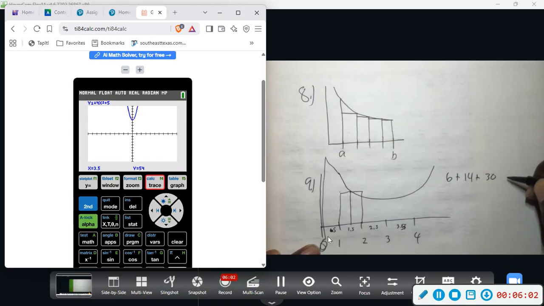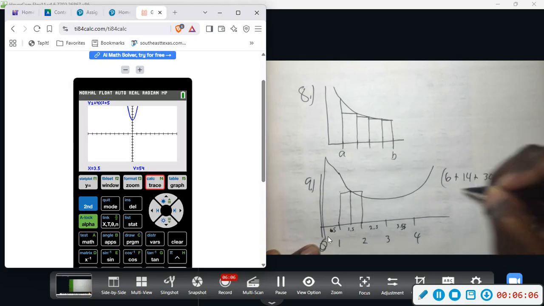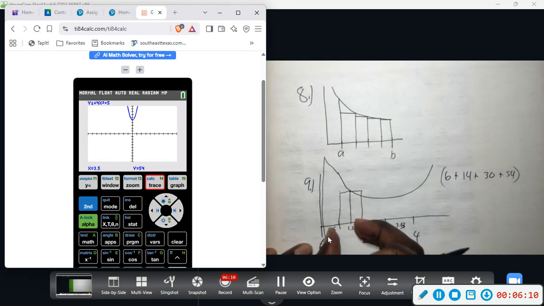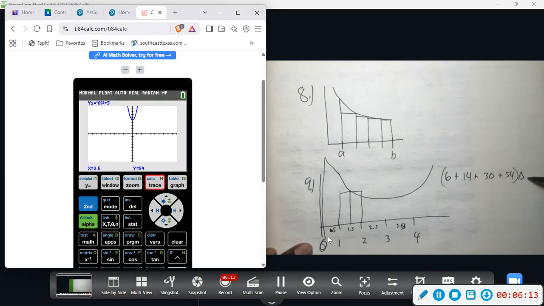3.5 gives a height of 54. Now, the textbook shows you that this is just the height. We didn't do the base. The base is the change in x, and the change in x for each one of them was just 1. The width of each of those sections was 1. So you'll do all of this and it'll be times 1. It's the same thing if it was distributed. So I just didn't write the 1.